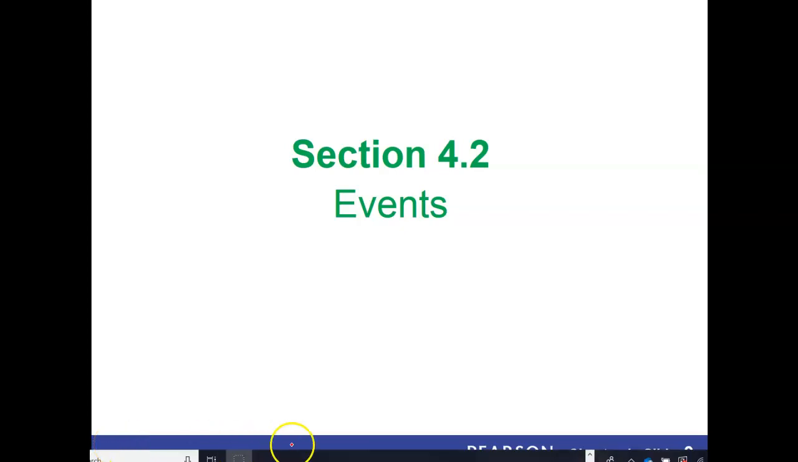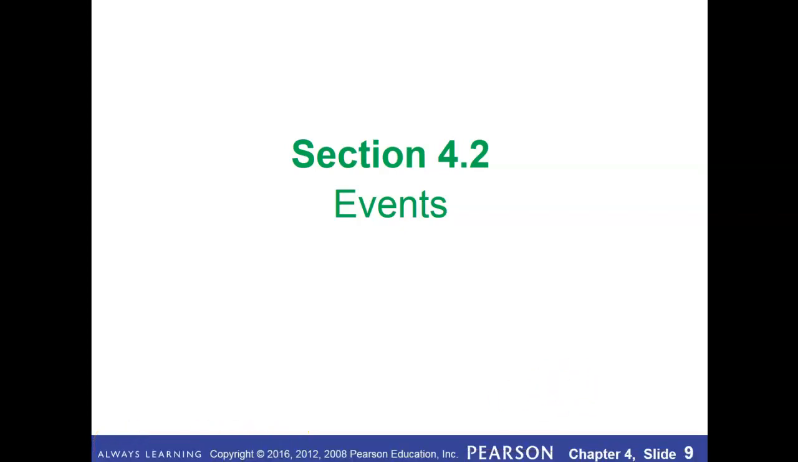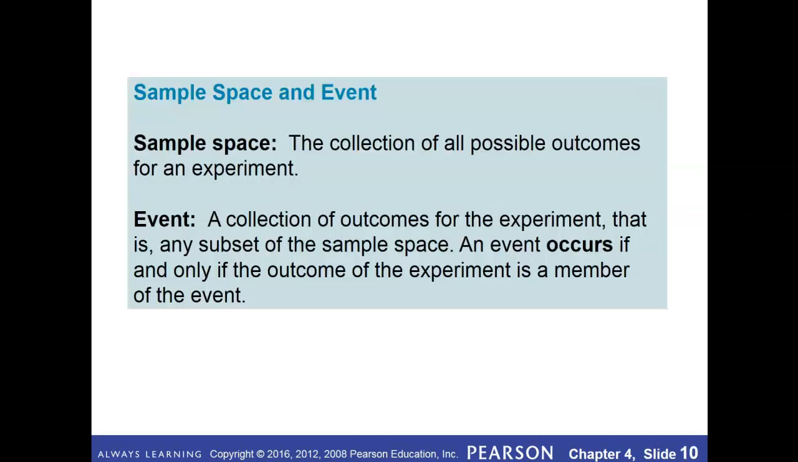So today we're going to be working in assignment 2, which is on events. And so let's go ahead and get started. First of all, we need to know what a sample space is. A sample space is just a list of all the possible outcomes that could happen within a situation where we're going to be finding the probability.